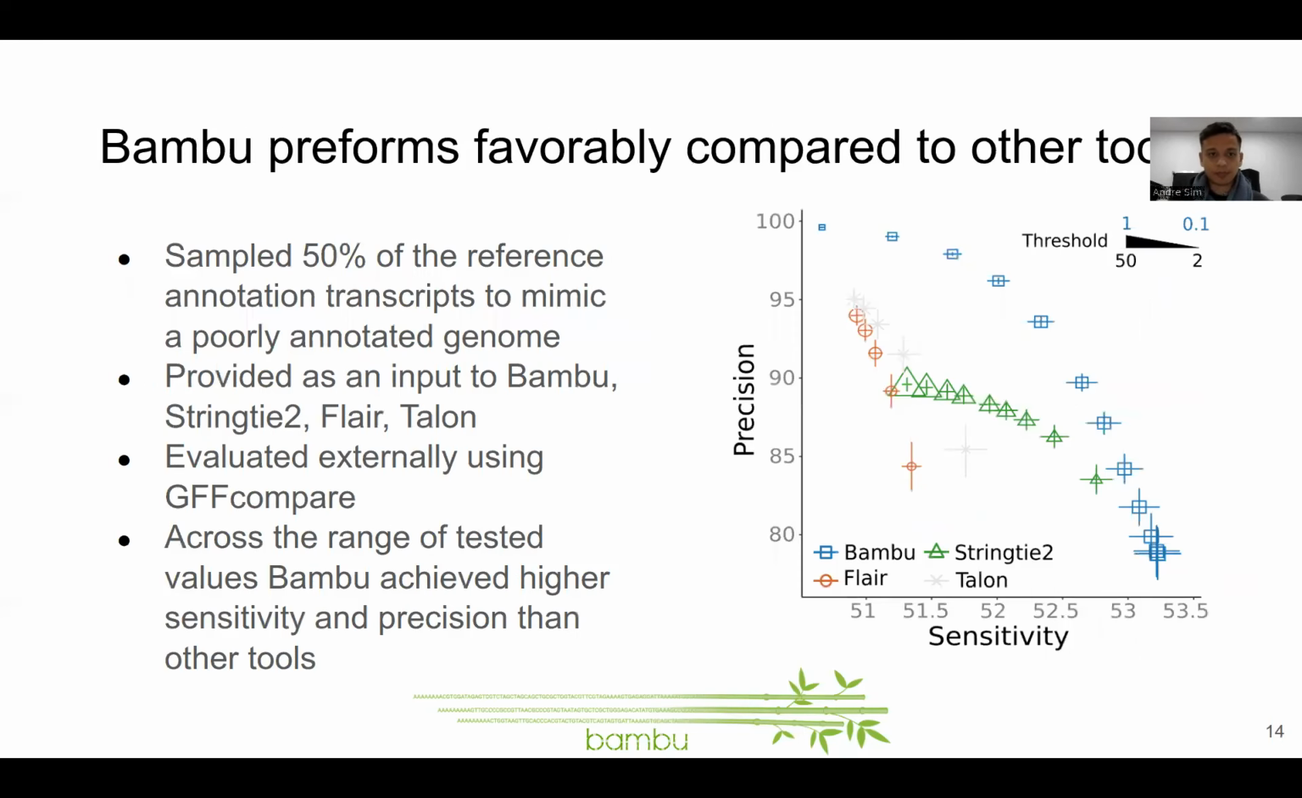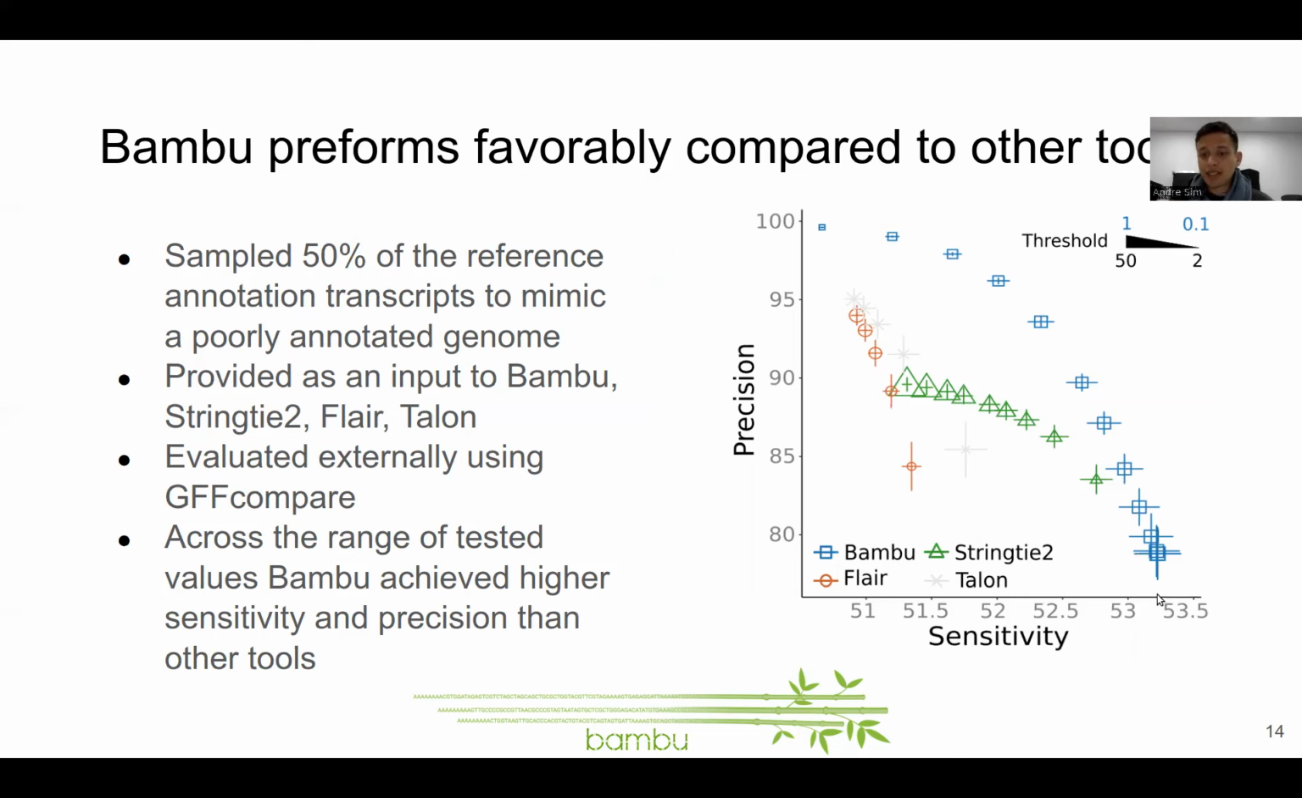Now next, we want to see how Bambu performs compared to some other tools. The way we did this is we took the human genome and removed a random 50% of the transcripts, and we tried to see how many we could annotate using the samples that we had. We provided the same input to 4 tools, Bambu, StringTie2, Bloodhound, and Talon, and then we compared this using an external tool, GFF compare.